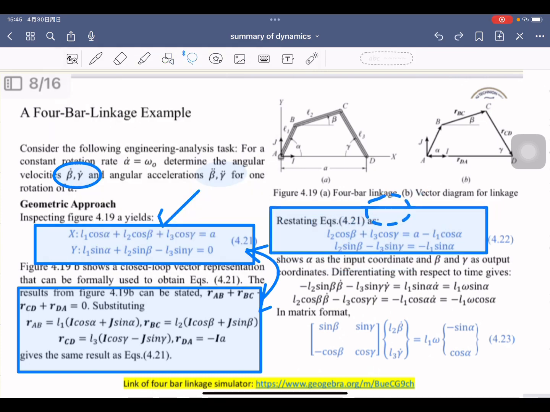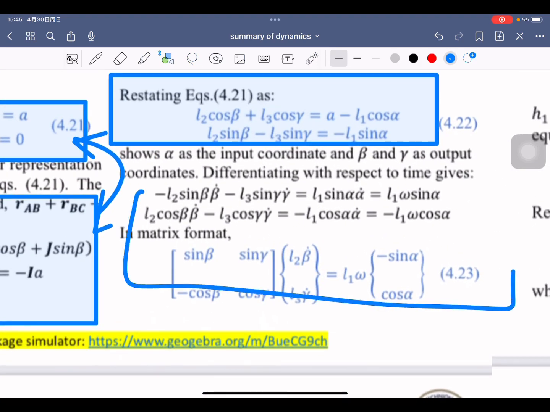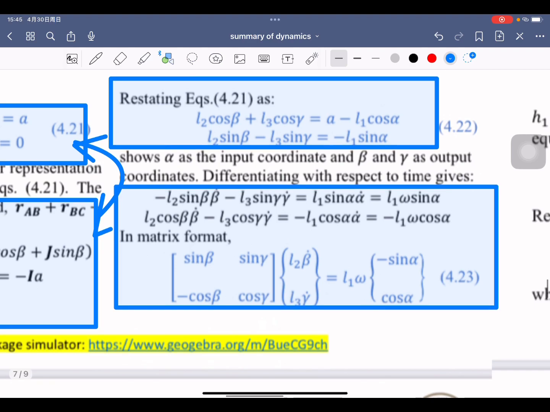And next, we will show alpha as the input coordinate and beta and gamma as output coordinates. Differentiating with respect to time gives L2 sine beta dot minus L3 sine gamma dot and L1 sine alpha dot. Differentiating them and using the matrix to rearrange them makes it easier to calculate. Why do we need to rearrange them? Actually, it's simple. It just simplifies our calculation, okay?